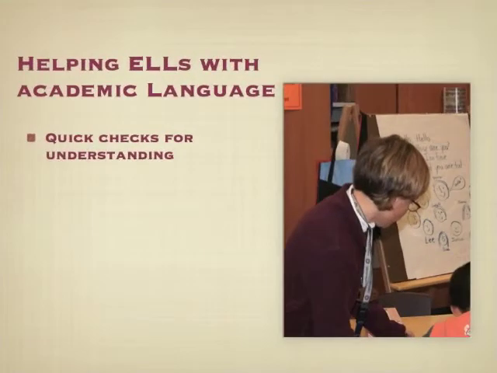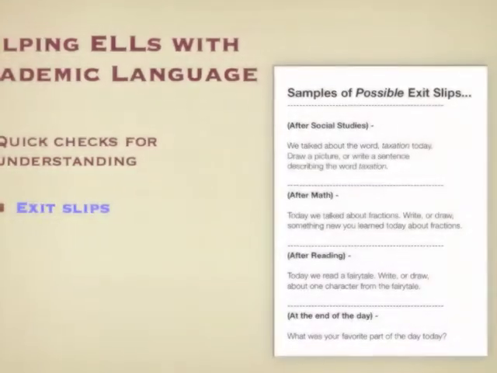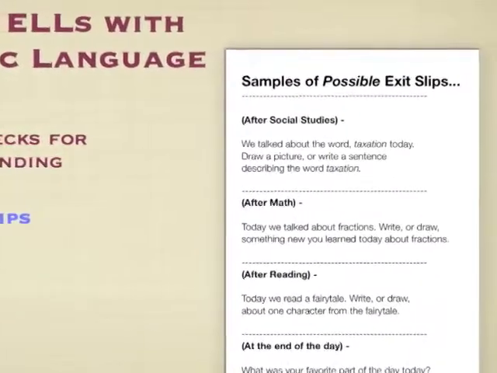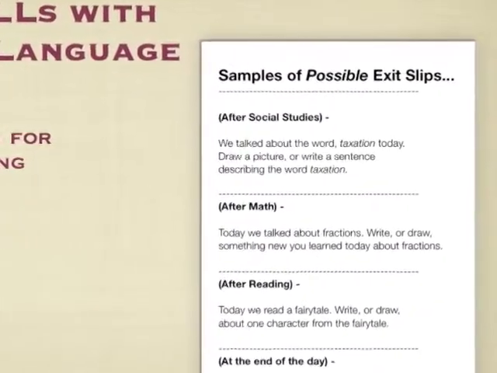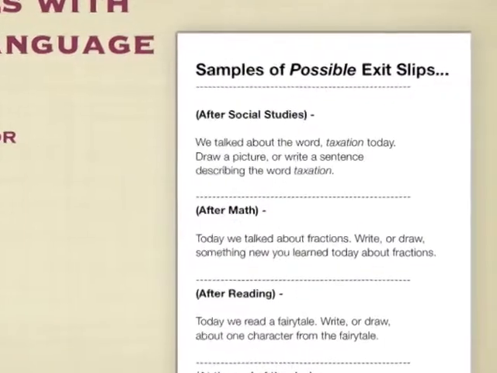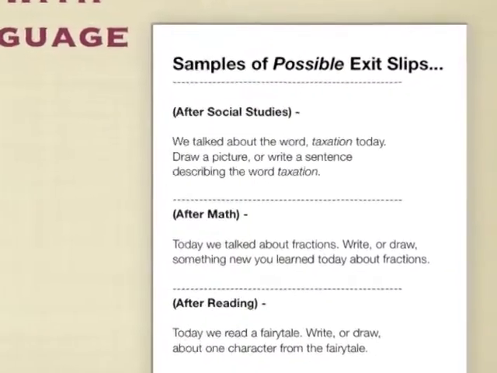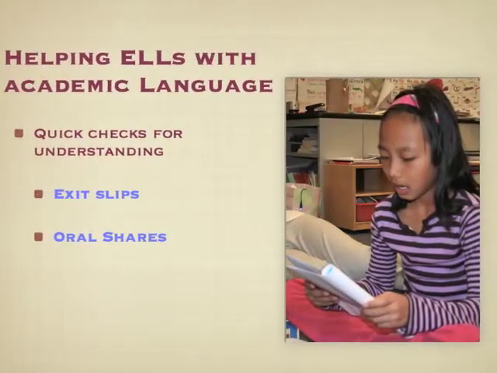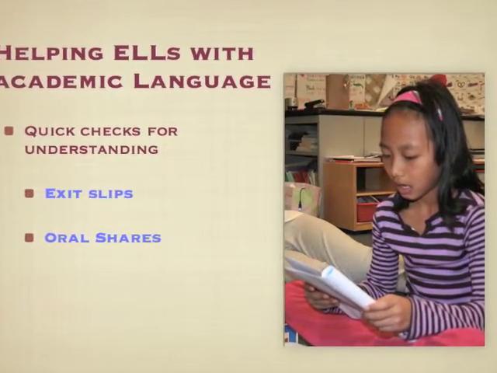Quick checks are one way to assess for understanding. A good example of a quick check is using an exit slip. For example, after a math lesson on fractions, an exit slip might be, "Today we talked about fractions. Write or draw something new you learned today about fractions." Students can share new vocabulary words and their meanings together.